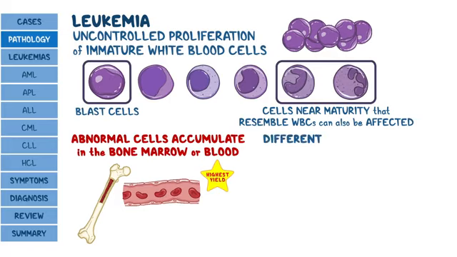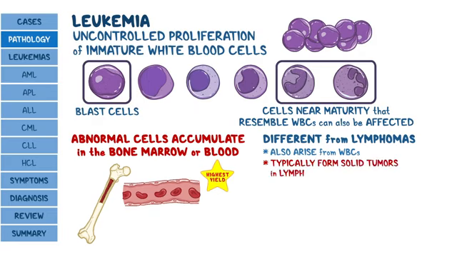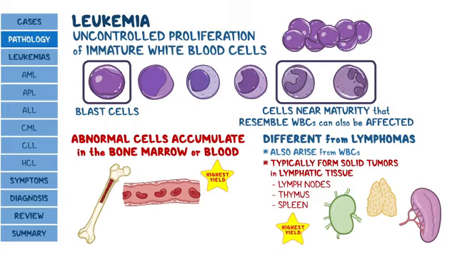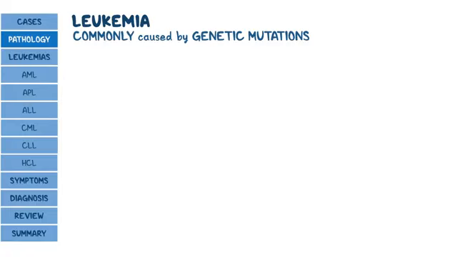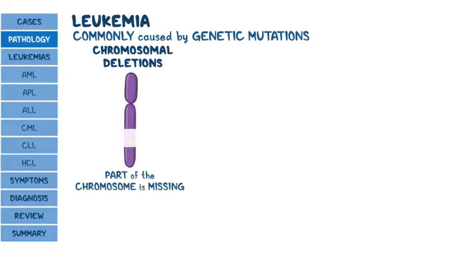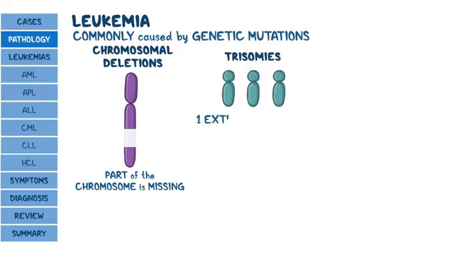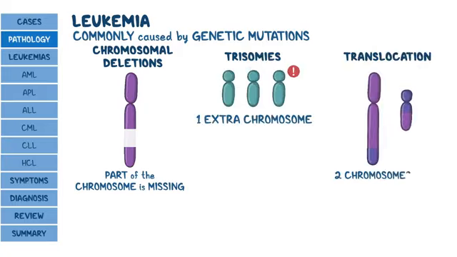This differentiates them from lymphomas, which can also arise from white blood cells, but they typically form solid tumors in lymphatic tissue, such as lymph nodes, thymus, or spleen. Leukemias are most commonly caused by genetic mutations. These mutations can be chromosomal deletions, where part of a chromosome is missing, trisomies, where there is one extra chromosome, and translocations, where 2 chromosomes break and swap parts with one another.